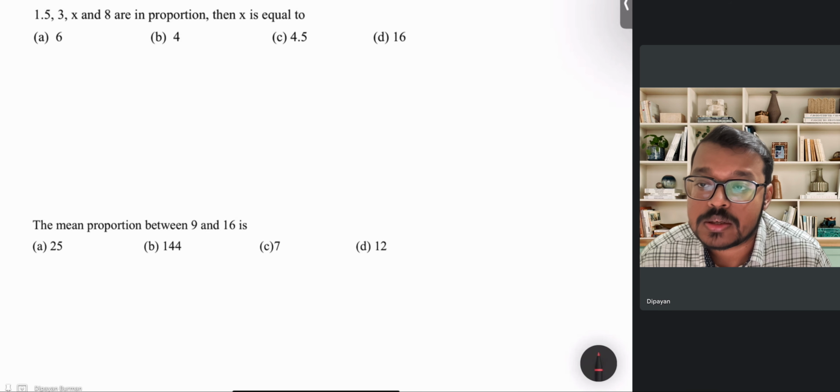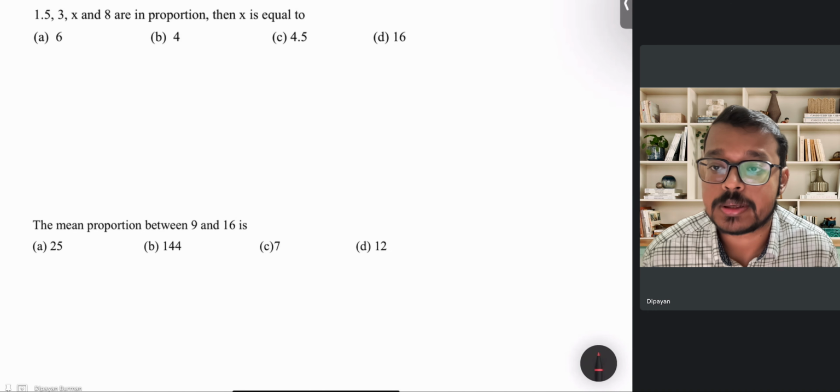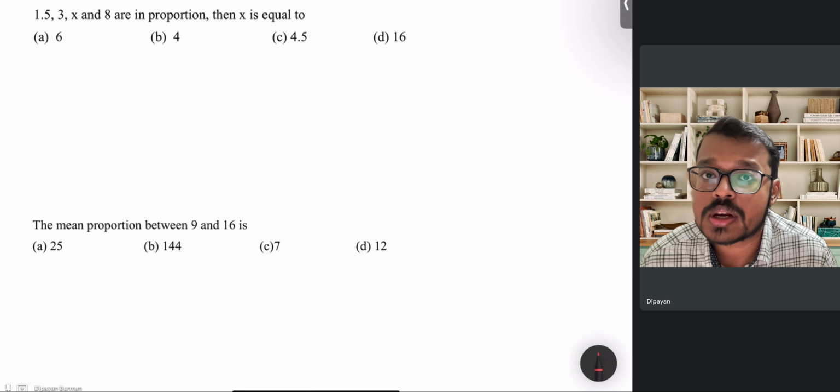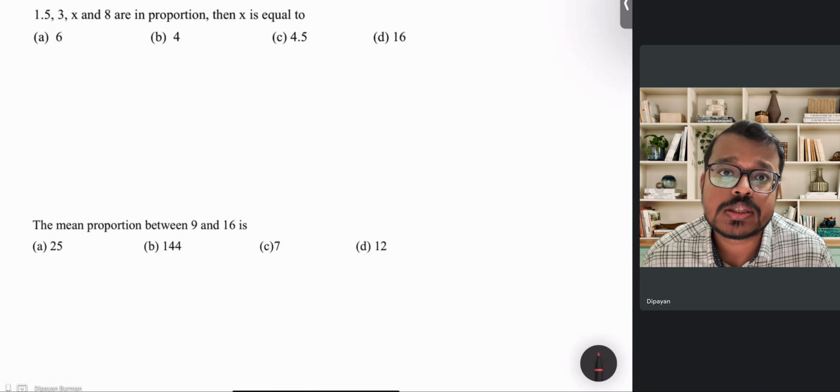Let's solve some MCQs from ratio and proportion. These are some questions from previous year's board or specimen papers. Now in the ICSE exam, they will not ask questions on ratio alone. They will ask questions on proportion. Now we know that proportion is two or more equal ratios.